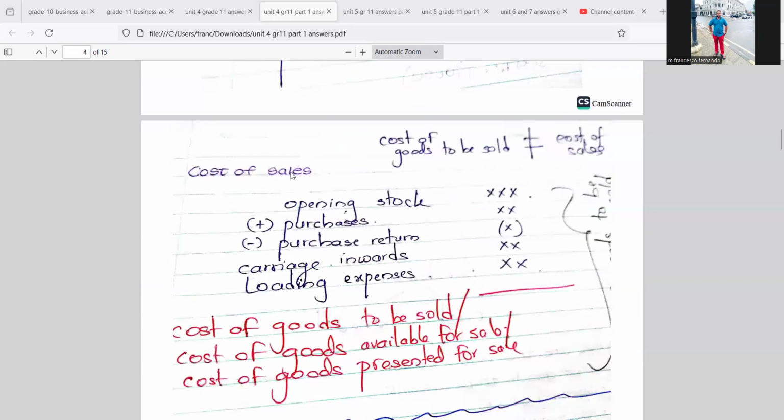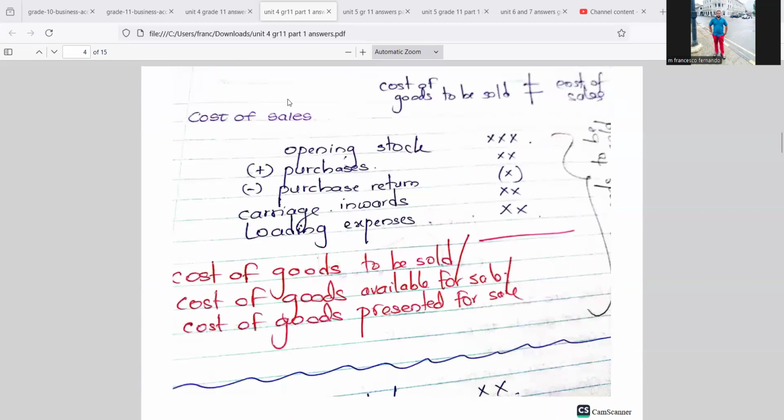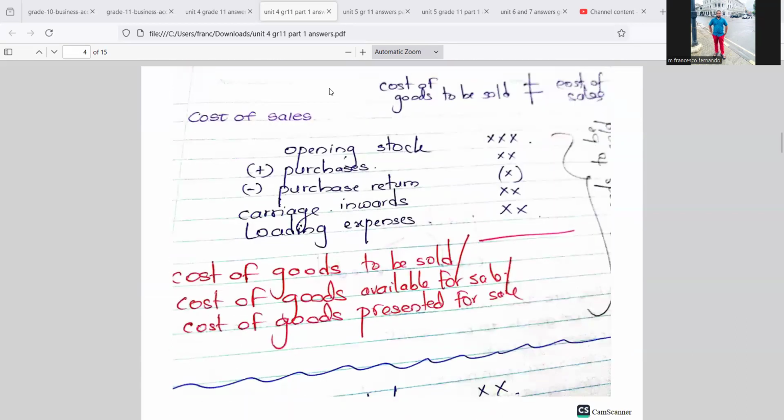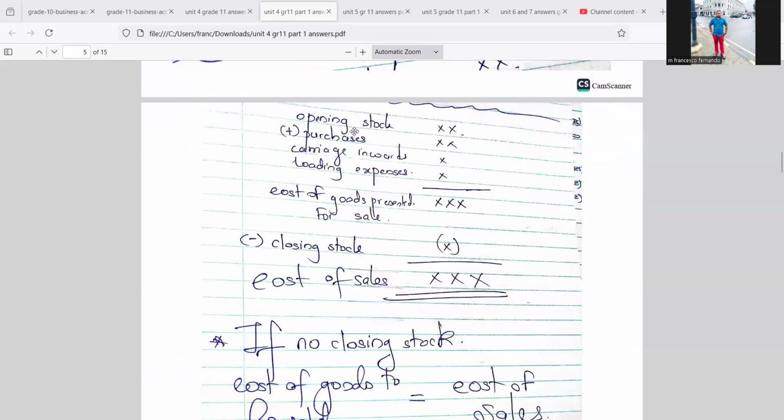Then another concept is cost of sales. Now, what is cost of sales? Many students confuse cost of sales with cost of goods available for sale. Cost of sales means from the opening stock, we add the purchases, and if any carriage inwards is there, we add those, we add the loading expenses, then we get the cost of goods available for sale. From that, if we deduct the closing stock, that is the cost of sales.